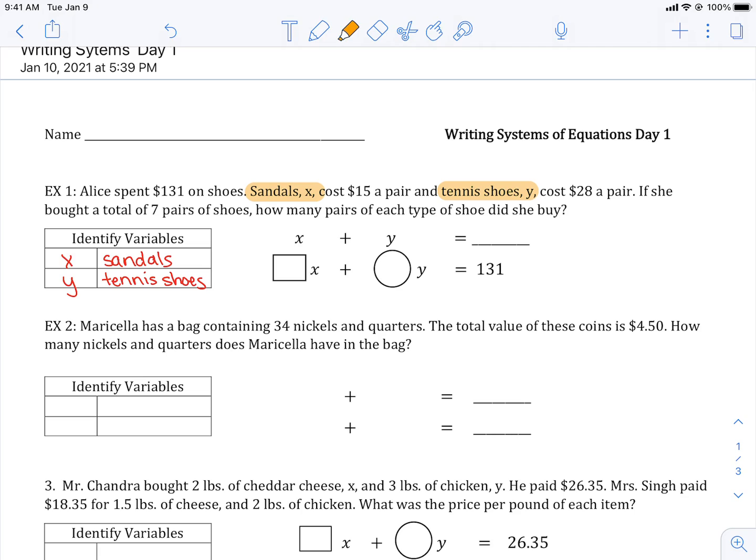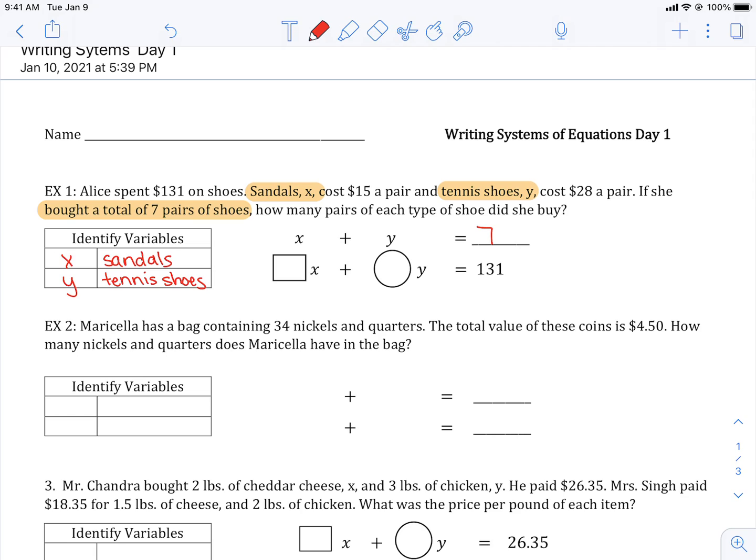So how many total pairs of shoes did she buy? It says right here she bought a total of 7 pairs of shoes. So if I have my sandals X plus my tennis shoes Y, she's going to have a total of 7. The shoes and the sandals have to add up to 7 total.